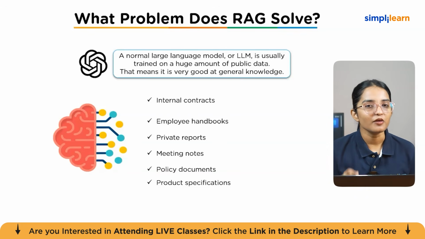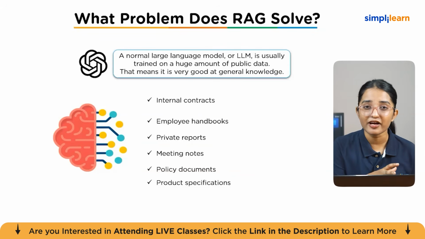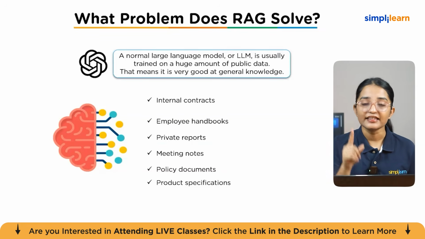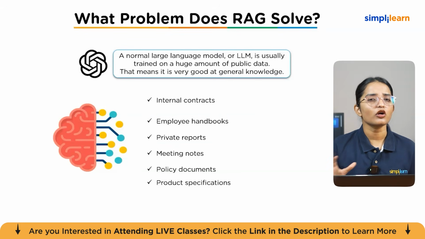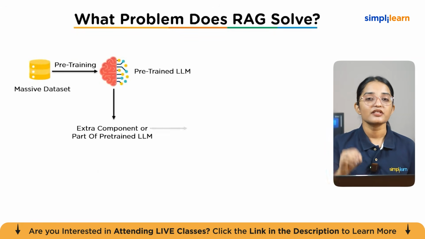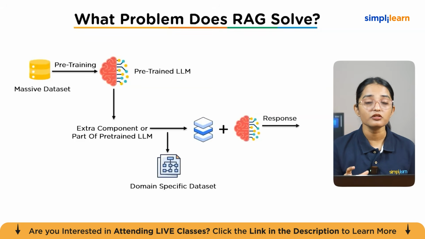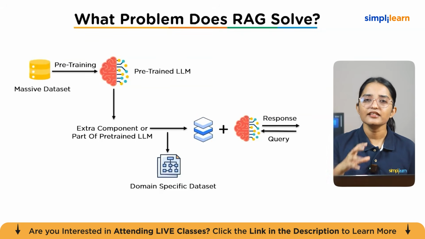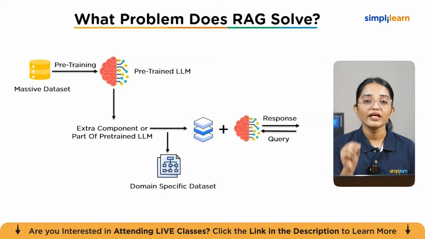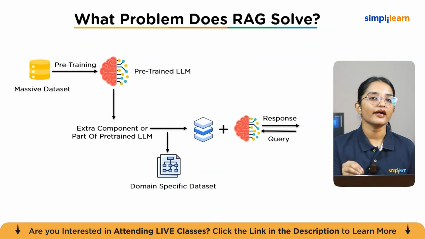So if you ask a normal AI model a question about your company's private files, it may do one of these three things. First, it may say it doesn't know, or it may guess, or worse, it may confidently give a wrong answer. And that is a very big problem here, because businesses do not want guesses. They want accurate answers based on their own data. And that is where RAG is so powerful. RAG allows an AI model to look up relevant information from your private documents first and then generate an answer based on that information. So instead of saying answer from memory, we are telling the AI first go, check the document, then answer. That is the core idea of RAG.